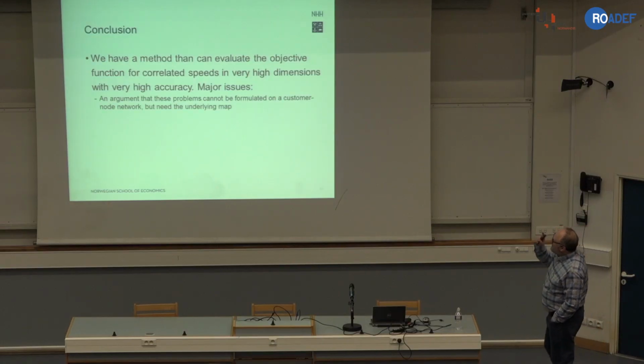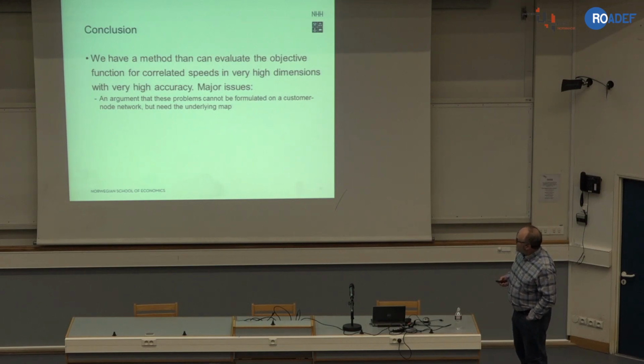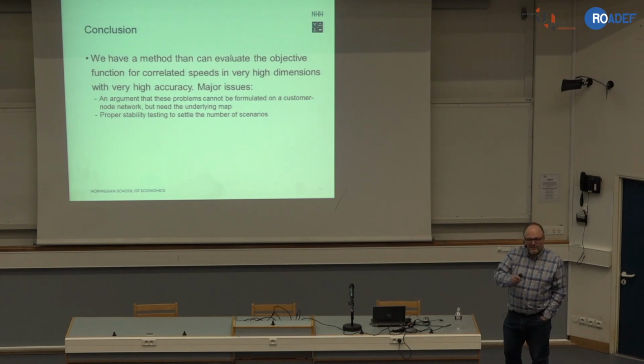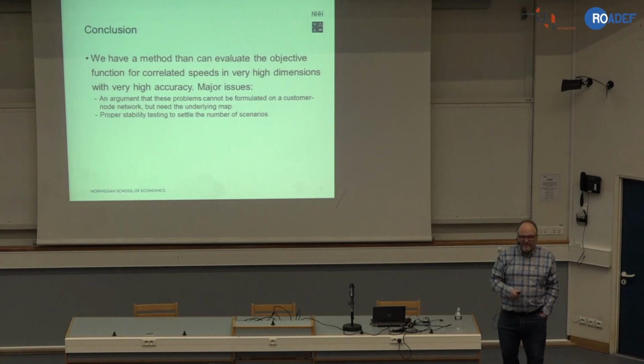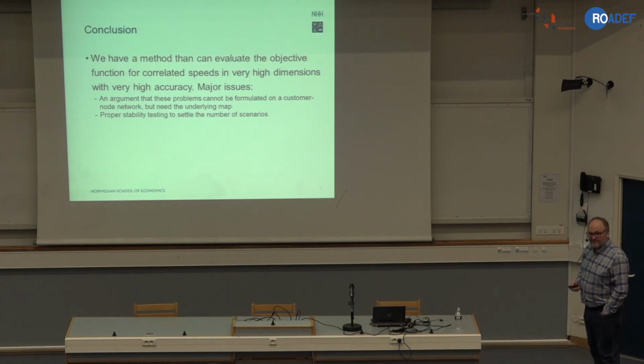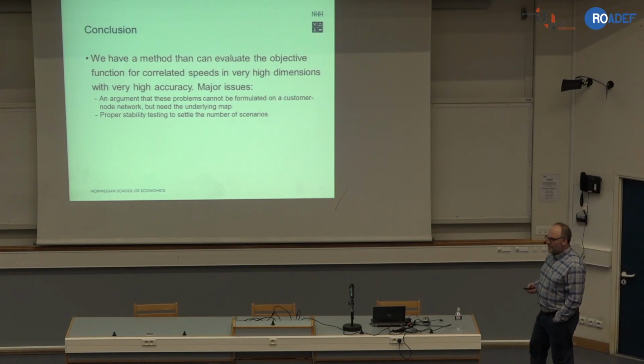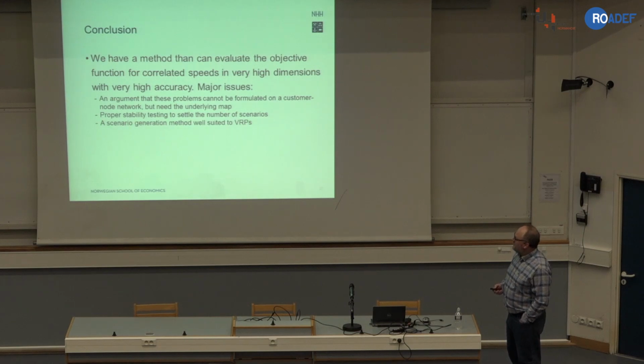Major issues: an argument that these problems cannot be formulated on a customer node network. We need stability testing to find out how many scenarios we need. Very often I see papers where people solve, and then we sample 25 scenarios, and maybe what they solve is only noise, but nobody worries, because they don't implement it, of course. Nobody uses it. Stability is important and very much undervalued.